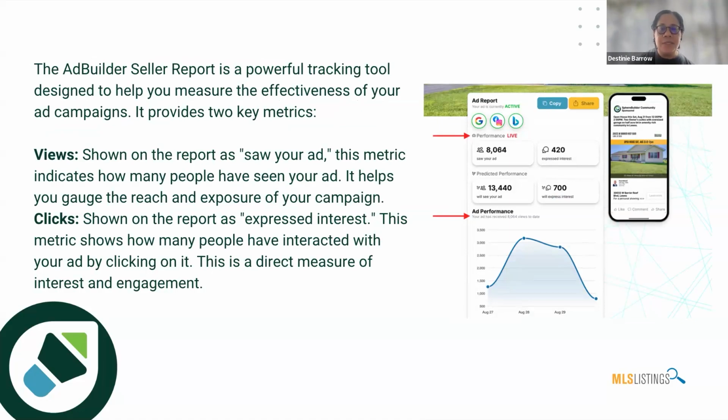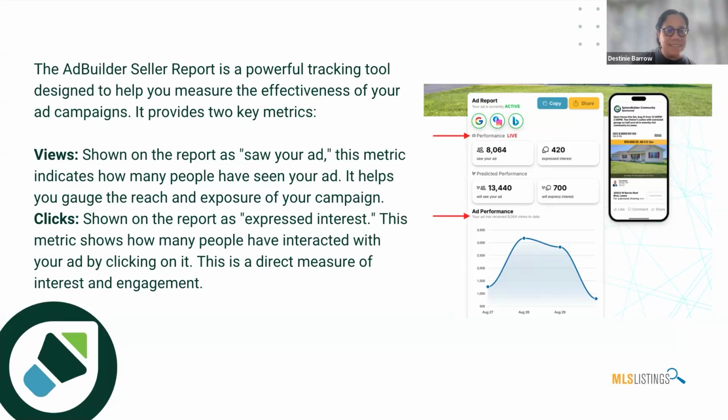And then next we want to talk about clicks. Clicks are noted as "expressed interest" on the report. This shows the number of individuals who've engaged with your ad by clicking on it. It's a clear indicator of the interest and engagement that your ad is generating. These 2 metrics really offer valuable insights for your sellers, empowering them to understand and optimize their campaign performance effectively.